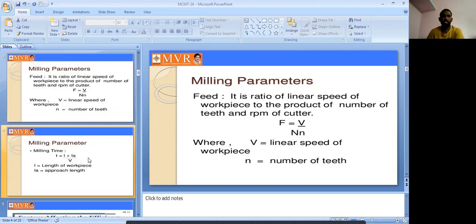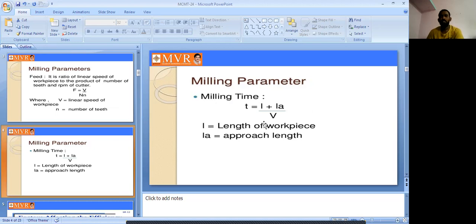Next is the milling time, which is a very important parameter. How can we calculate the milling time? Capital T equals (L plus LA) by VA, where L is the length of the workpiece, LA is the approach length, and V is the linear speed of the cutter. So that is the milling time.